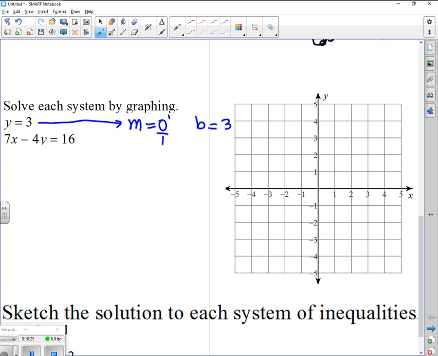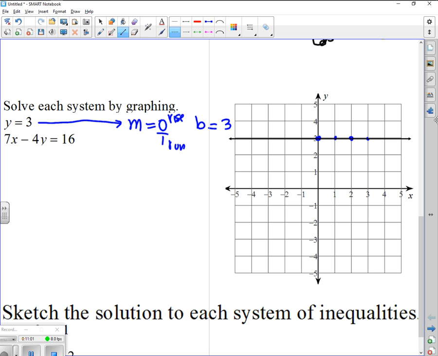So this is rise, and this is your run. The y-intercept is 3, right here. Now from here, I'm going to go up 0 and 1 to the right. Rise 0, 1 to the right. Now draw the line. And that's the graph of that one.